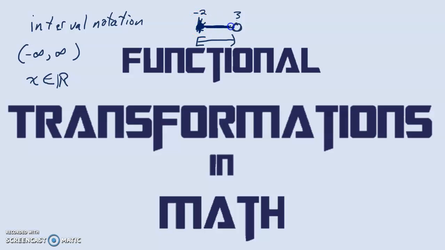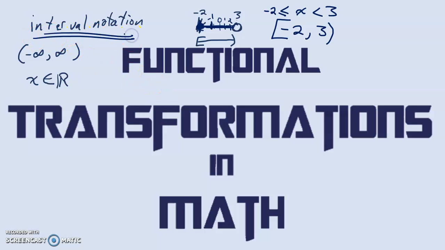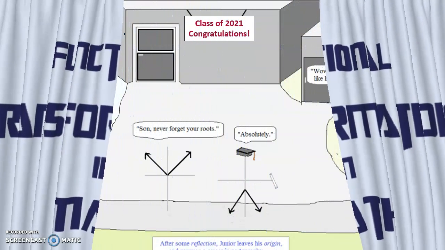And -2 has been included. And everything in between -2 and 3, including the 0 and -1 and 1 and 2, they're all included, and everything in between. And so this would be from -2 all the way to 3. I'm not including 3, round bracket, I am including -2. This would look like x is larger or equal to -2, but it's smaller than +3. That's interval notation, just a sidestep. But functional transformations is what I want to talk about.